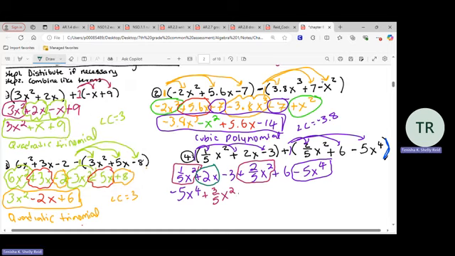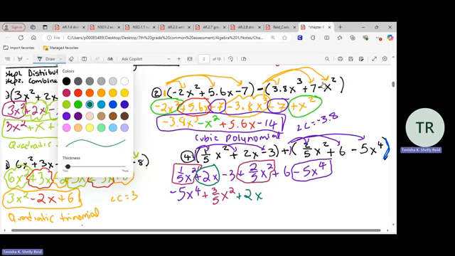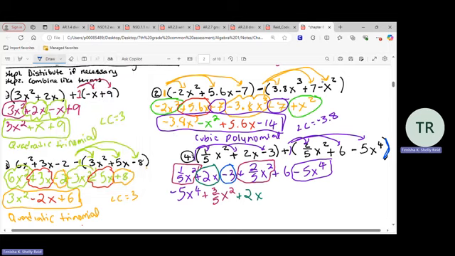Any more x's? Nope. So I have a plus 2x. And then lastly, I have those constants, those numbers that I can work with. And that's a -3 and a +6, which is going to give me +3. And so voila, here's my answer in standard form.